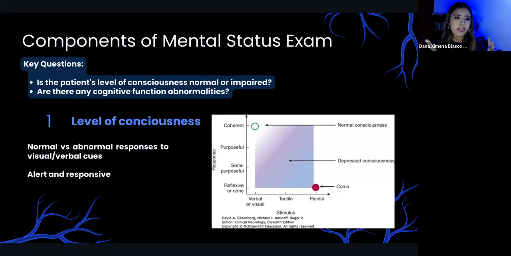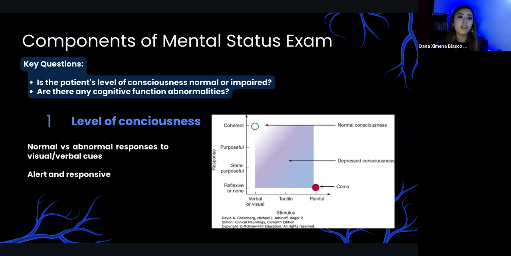How are we going to review this? If we have a patient and the patient comes and he's alert and responsive, it's kind of the same in Spanish, so I hope it's understandable. It's alert and responsive, or the patient is stuporous, or in a coma. So the level of consciousness is normal or impaired. And the other key question is, are there any cognitive function abnormalities? So the first one is level of consciousness, and the second one is cognitive function.